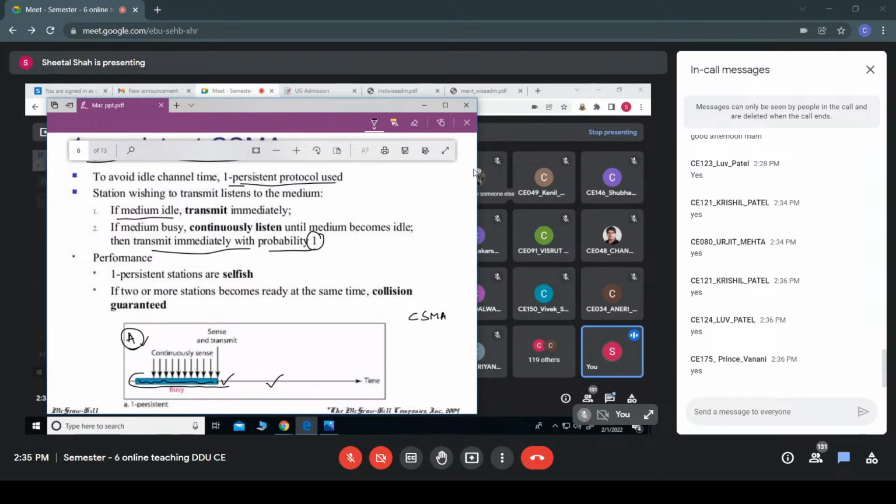But the thing is that if some other station, say station B, is also sensing the channel at the same time, it would also find that the channel is busy till here. Okay. And as soon as the channel becomes idle, both station A as well as station B would start transmitting the frame. Okay. And if both of them start transmitting the frame, then there would be a collision. Are you getting this? Hello?